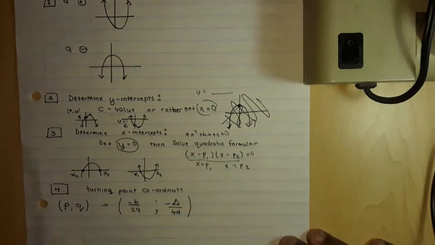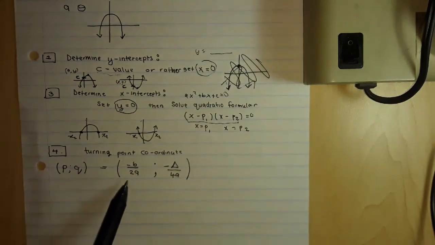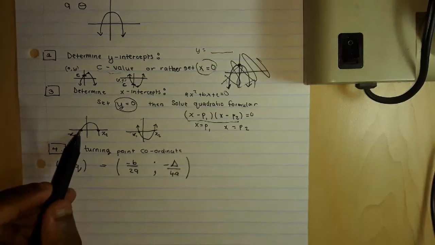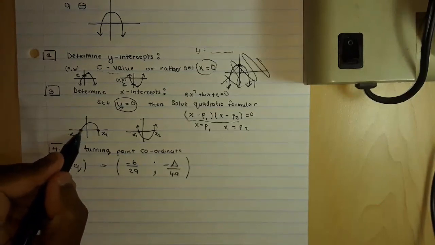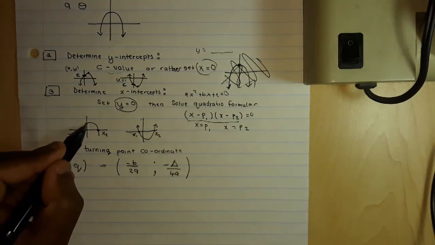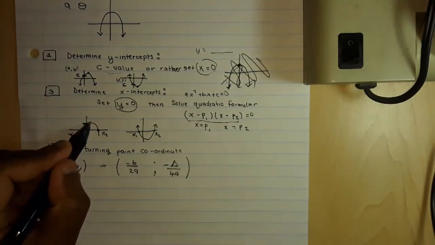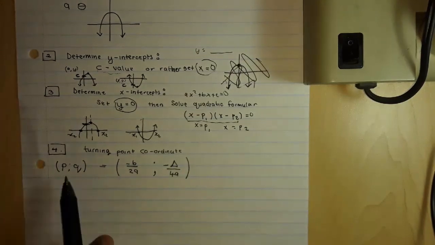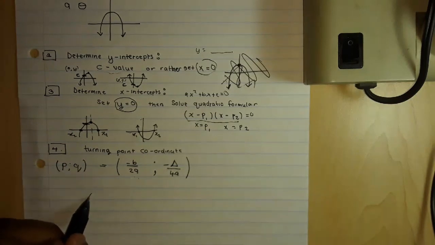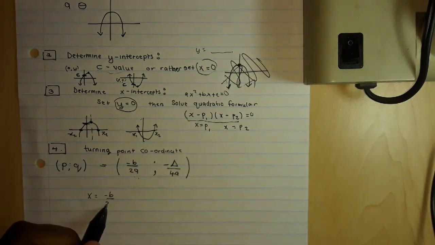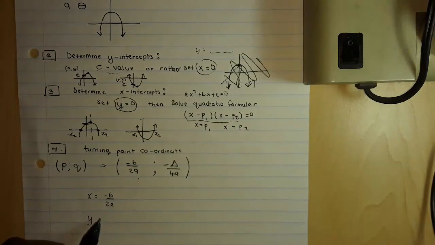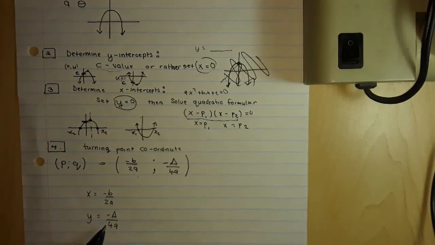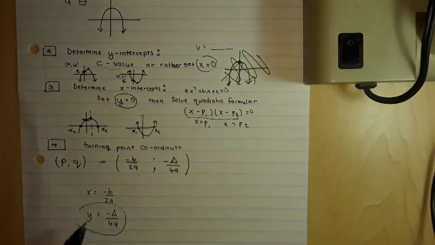And lastly but not least, you need to determine the coordinates of the turning point. This is specifically important because even though we've determined the x-intercepts and the y-intercept, now we need to know the coordinates of the turning point. One way to do that is to remember that the x value of the turning point is minus b over 2a, and the y value is minus delta over 4a. At times it might be easy to forget these equations.